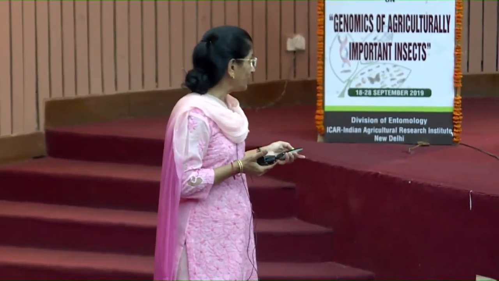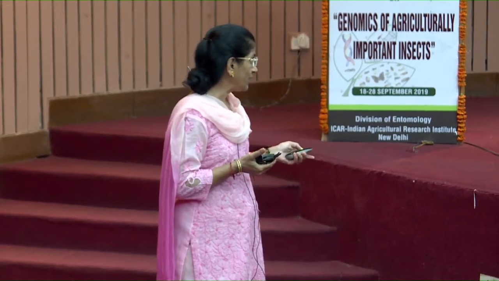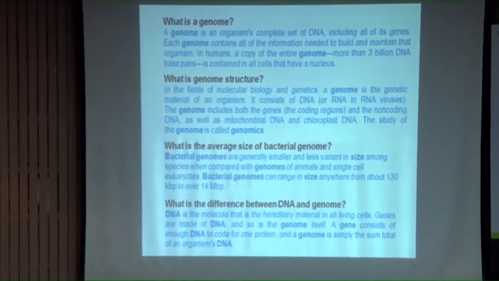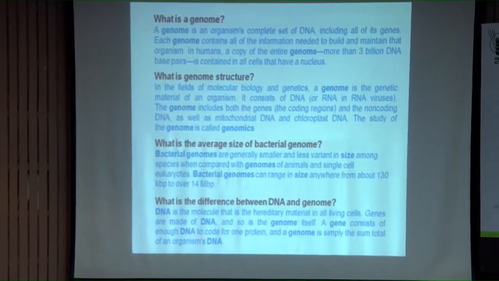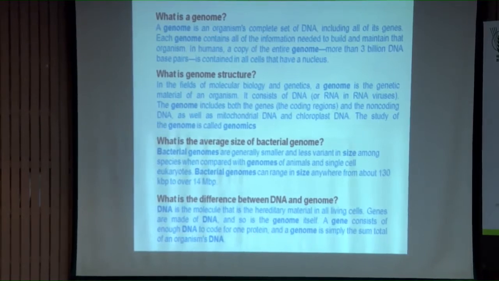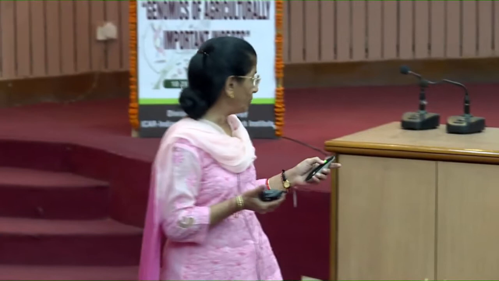So what is the difference between DNA and genome? DNA is the molecule that is the hereditary material in all living cells, and genes are made up of DNA, and so is the genome itself. A gene consists of enough DNA to code for one protein, and a genome is simply the sum total of an organism's DNA. So do you see the distinction between a DNA, a genome, and a gene? I hope in this one slide it's much clearer to all of you.